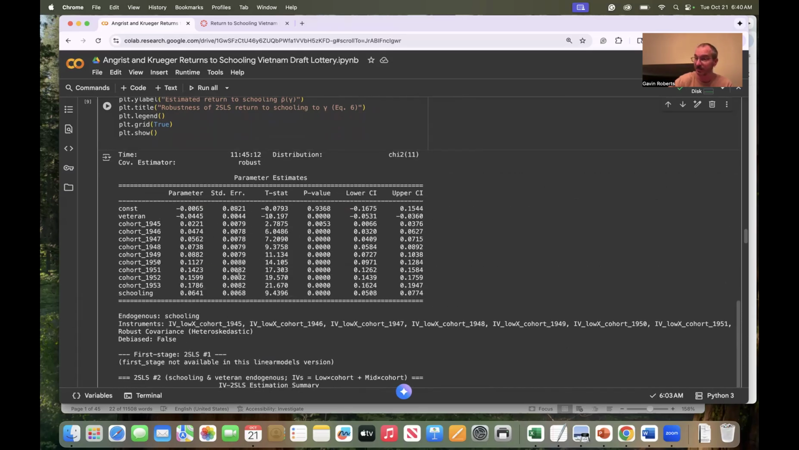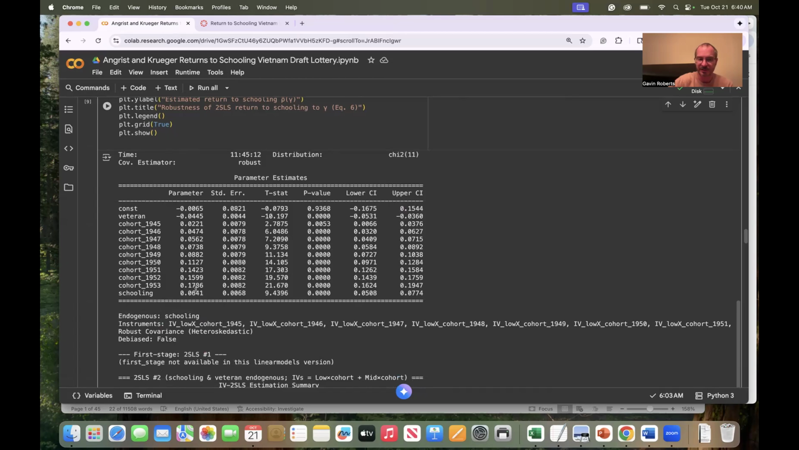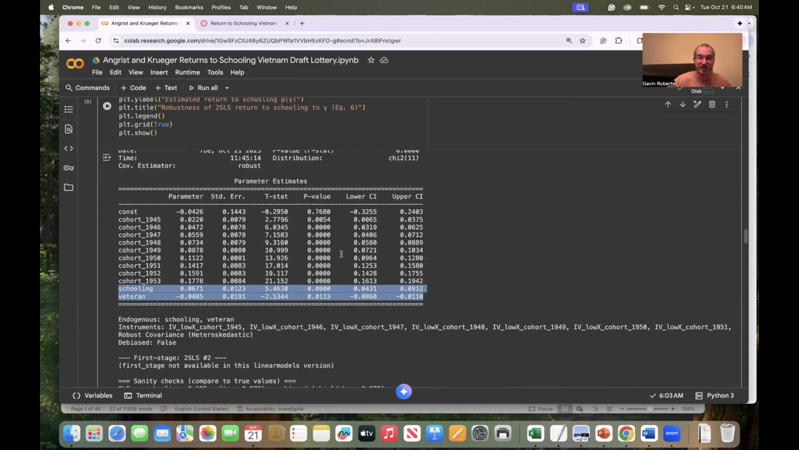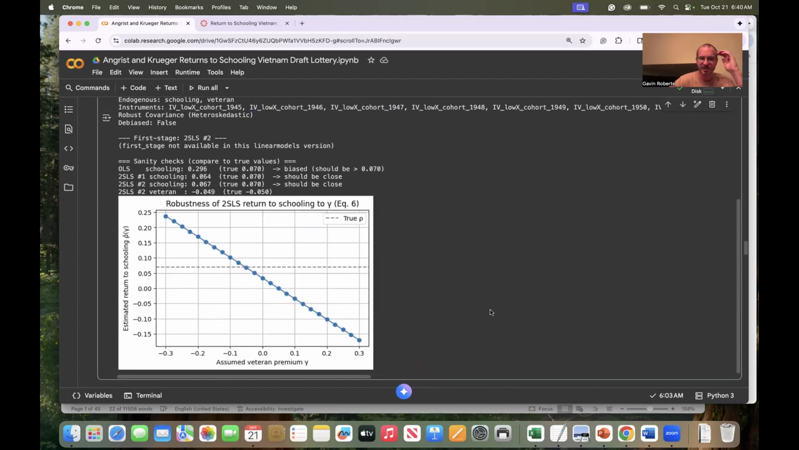That's why they get a little bit better right here. Our schooling one got pretty good, and our treating veteran status as exogenous was pretty close to the truth. But we see we get even better when we do the truly correct regression. Now, finally, I mentioned this robustness check where we kind of want to check.